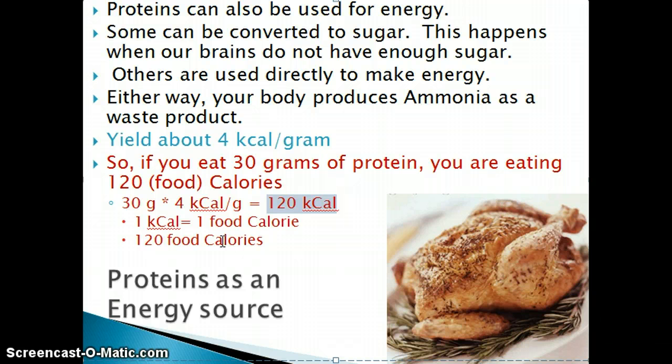So for your first assignment, you're going to take a food label, and part of what you're going to do is you are going to calculate how many calories you get from the grams of each of these macronutrients.